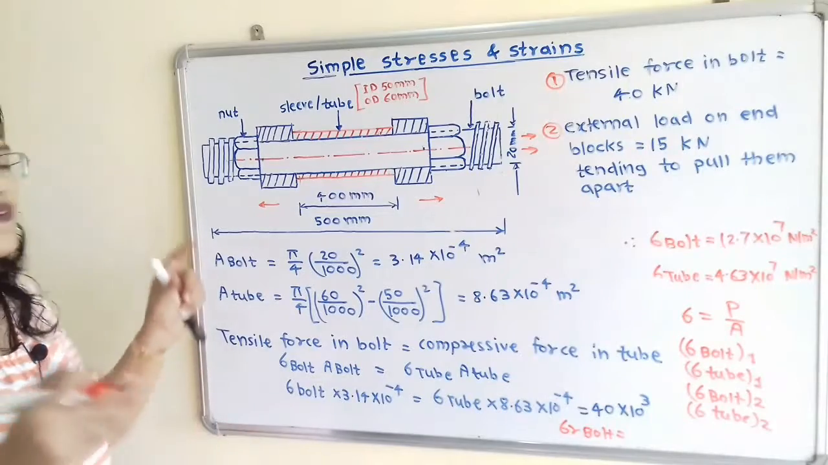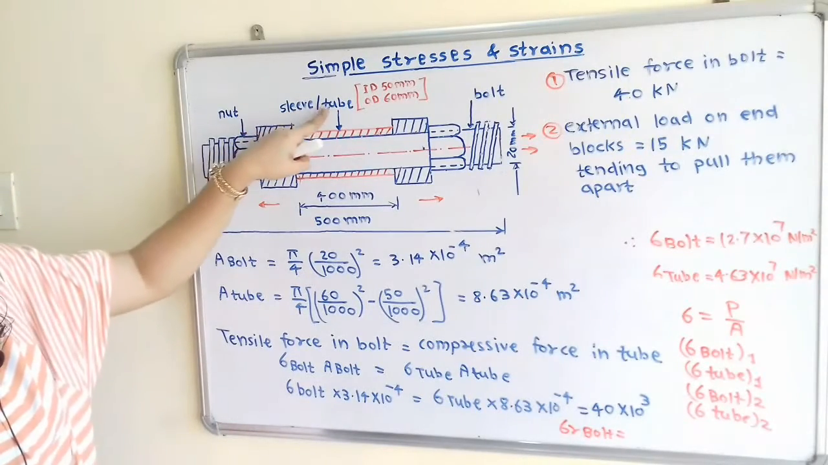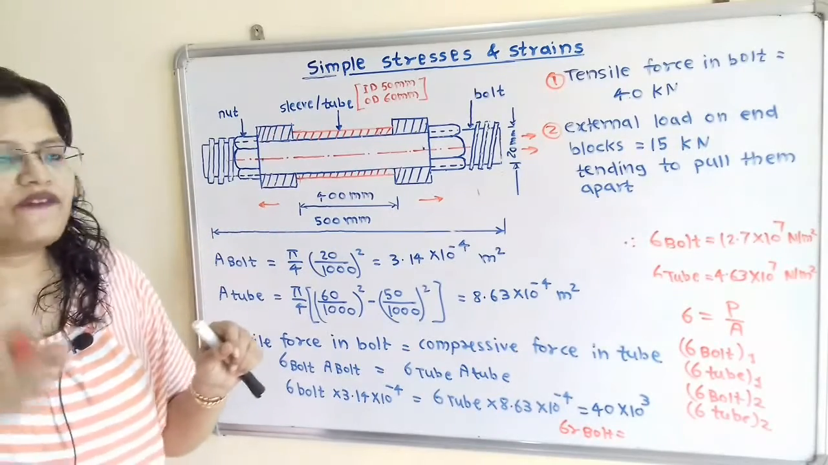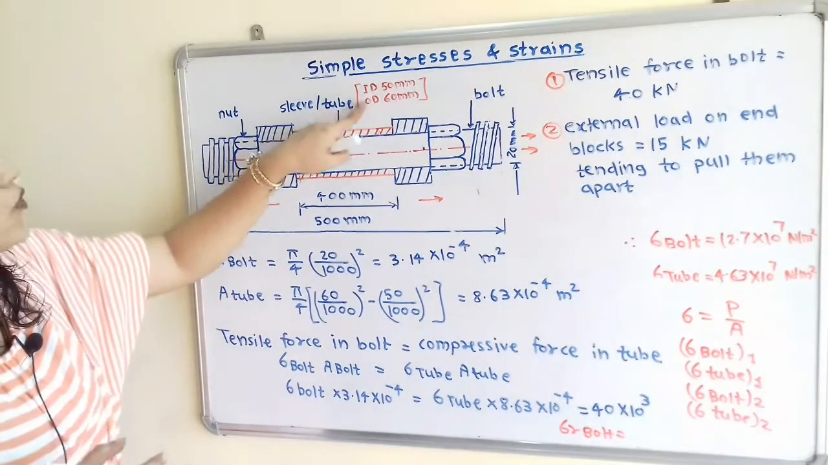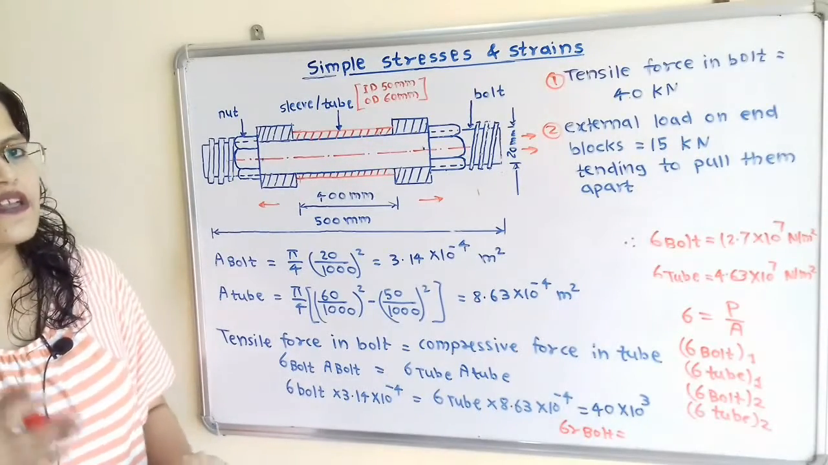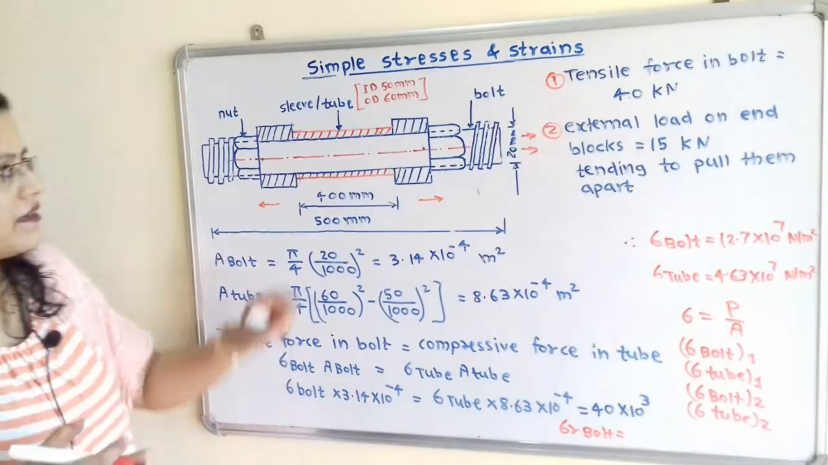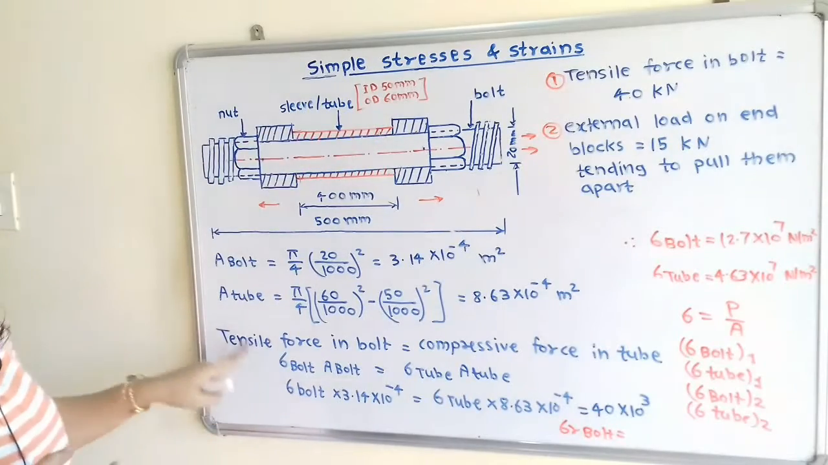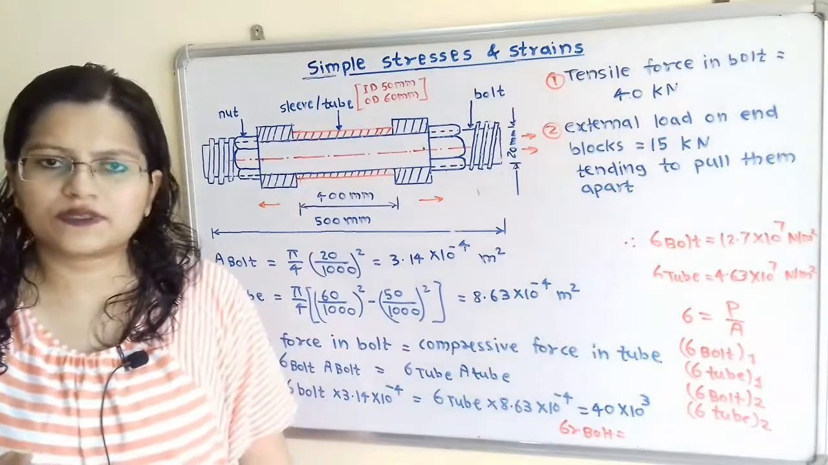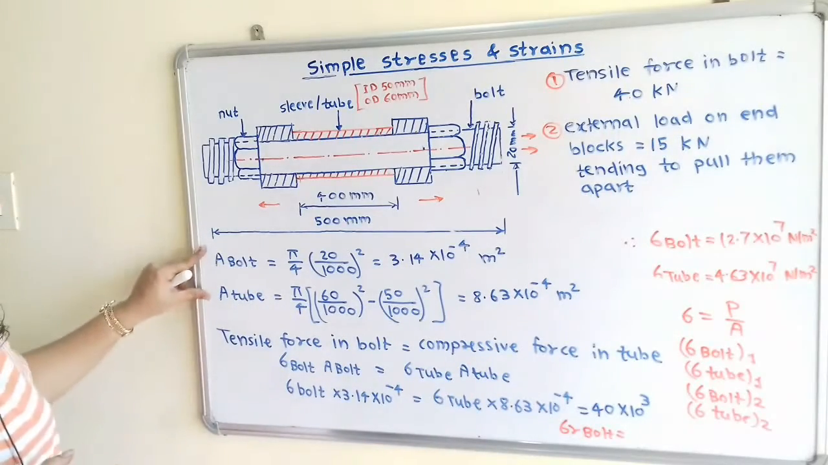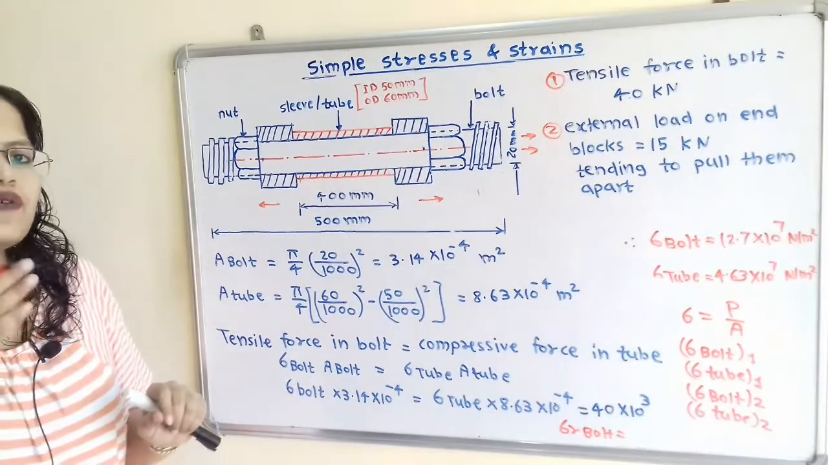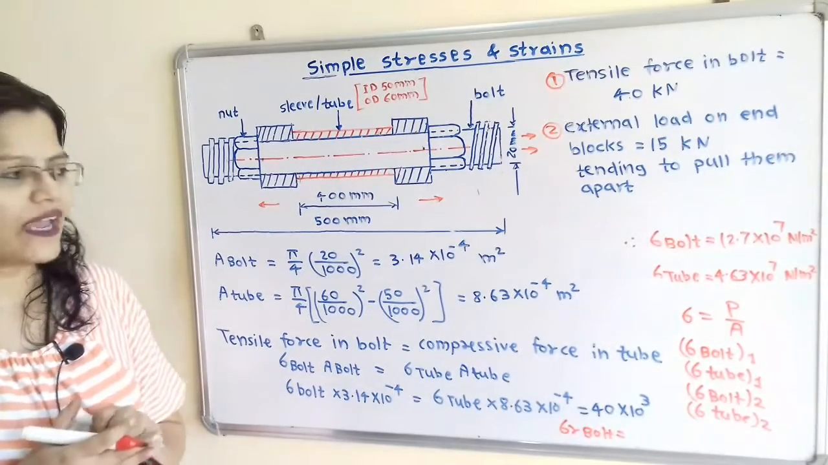Now in the same way we will calculate cross sectional area of this sleeve or tube. So it is equal to pi by 4 multiplied by outer diameter square minus inner diameter square. Now this diameter also we have to take into meter. So it is given in millimeter. So when we calculate, we will get 8.63 into 10 raised to minus 4 meter square. Now this is the cross sectional area of bolt and tube. Now we have to calculate stress. So how to calculate this?